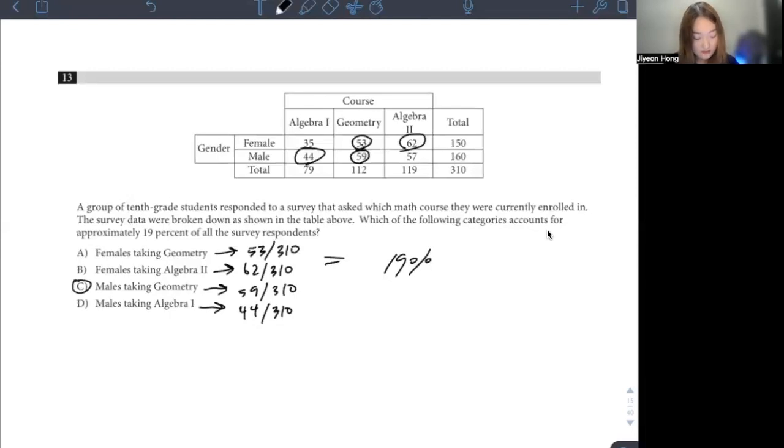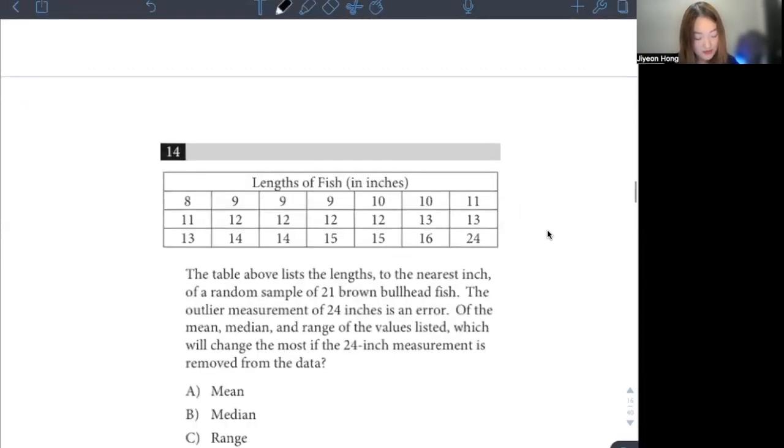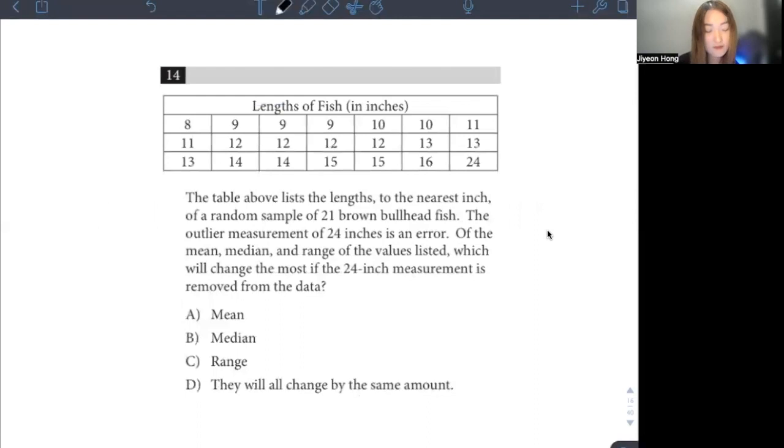All right, number 14. We have a table of a random sample of 21 brown bullhead fish. The outlier measurement of 24 inches is an error. Of the mean, median, and range of the values listed, which will change the most if the 24-inch measurement is removed from the data? We're going to have to figure out the mean, median, and range, including the 24 inches. Then when we remove it, because it's an error, we want to see the difference of how these three measurements change.